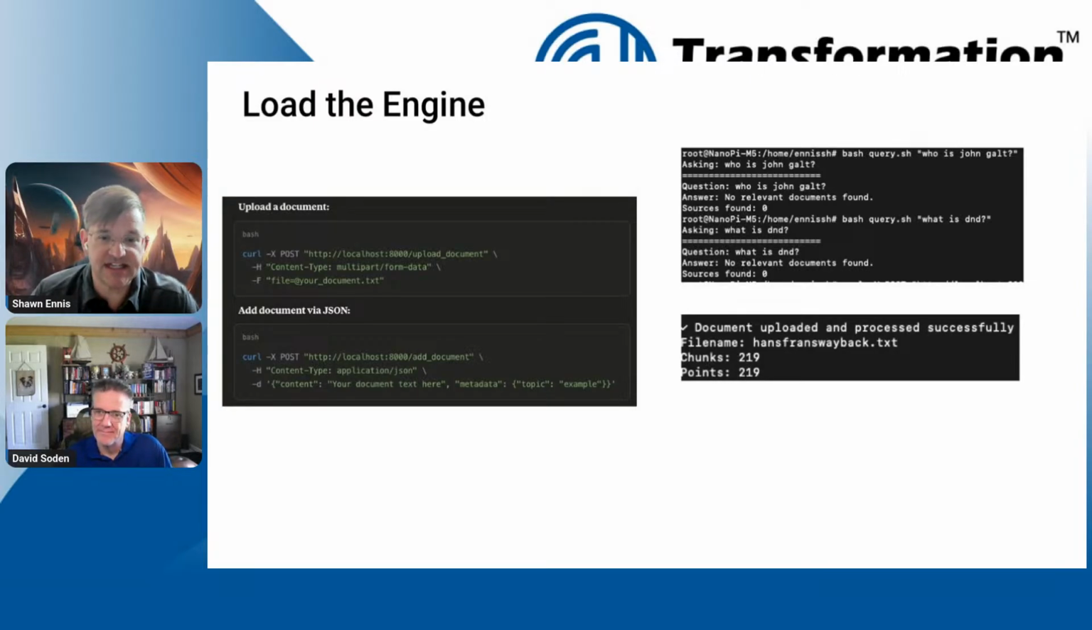So this is kind of how you load the engine. So, first of all, you need the hardware. You need to install the RAG system and the API and the vector database. And then you need the data. You need to load the data. So we're almost there, David. Any questions before I show you the grand reveal?